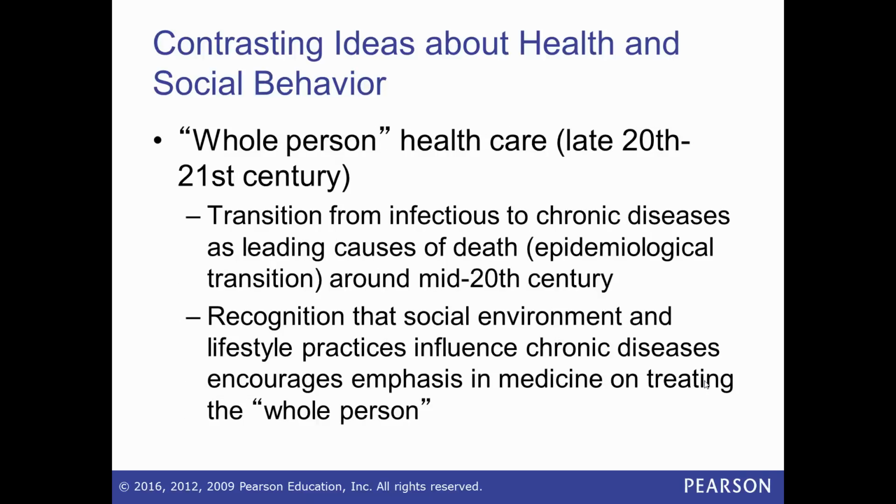And then we get to the whole person healthcare, where we get to late 20th and the early 21st century. And from here, what we're talking about is the transition from infectious to chronic diseases as the leading causes of death. This is an epidemiological transition, of which there's a few. And this happened around the mid-20th century, all right, so 1950s or so.